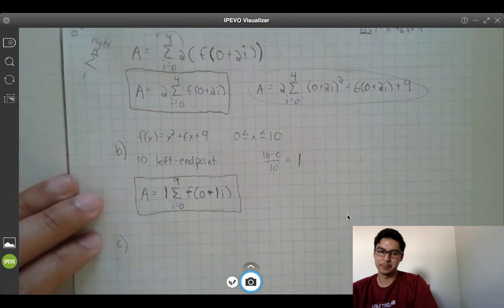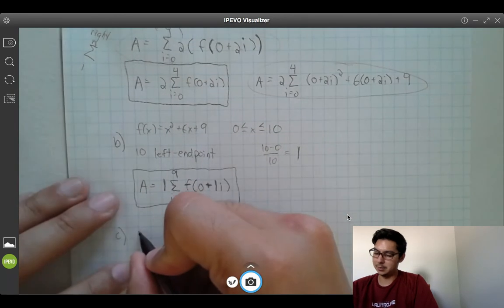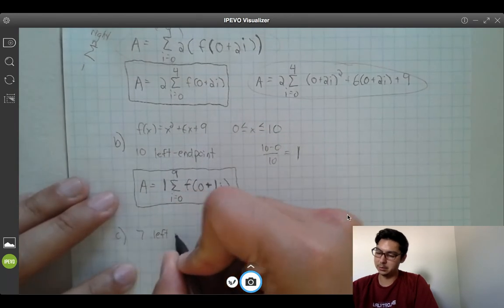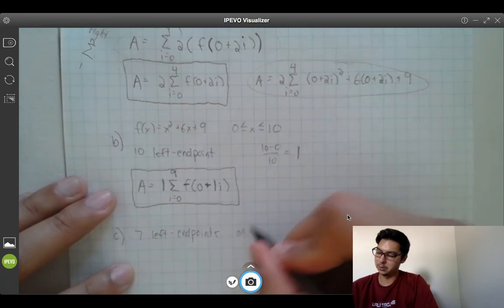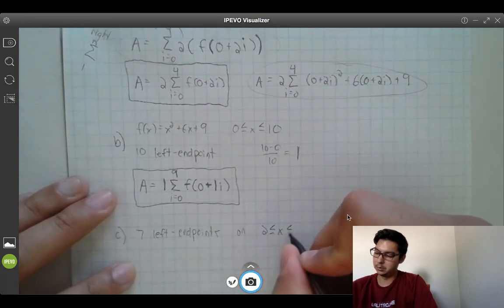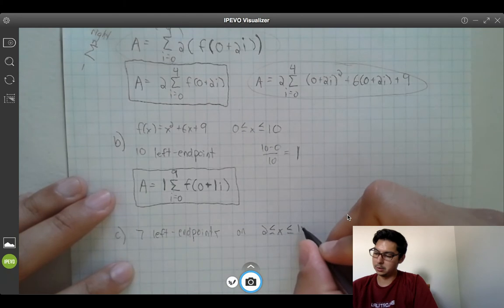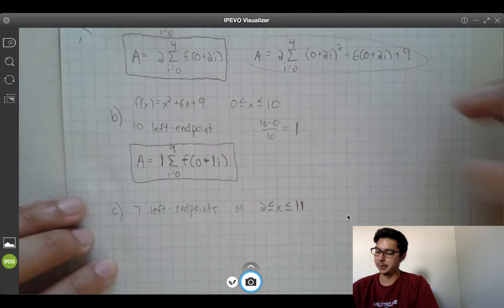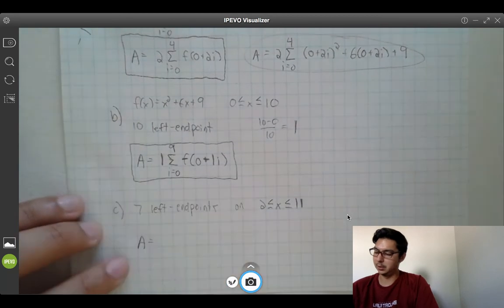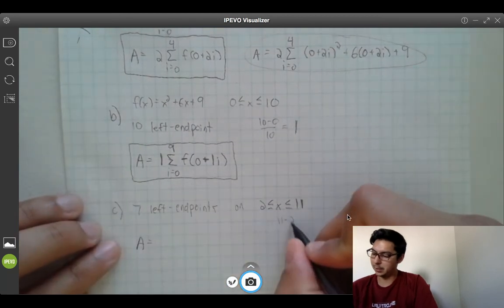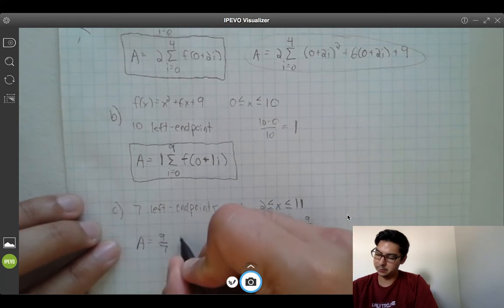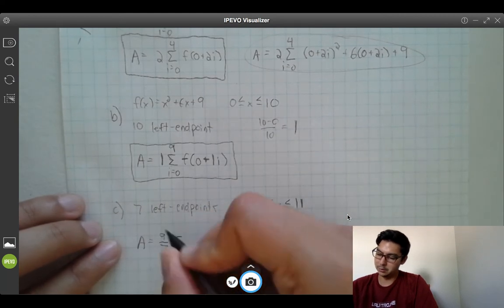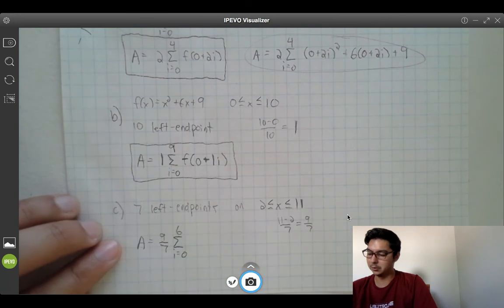Keep going. Let's say you wanted 7 left endpoints. But I'm going to switch it up here. Let's do it on 2 to 11. Why not? Make this one kind of strange. Okay. So then here, your area would be the width of every rectangle. So we have 11 minus 2 over 7, which is 9/7. So it'd be 9/7 from 0 up to 6 for the 7 rectangles.